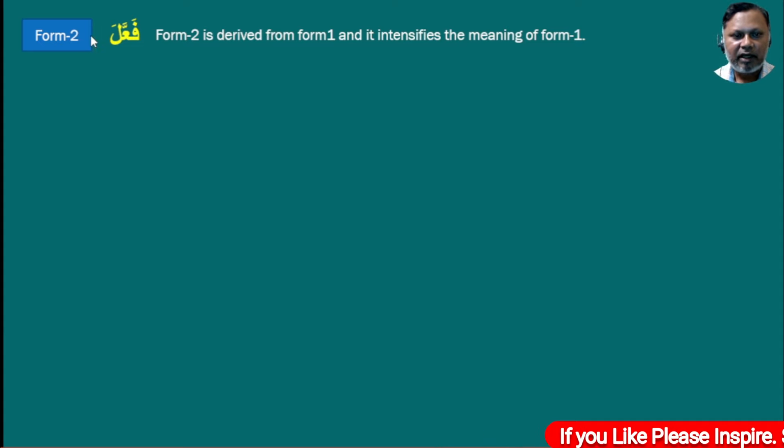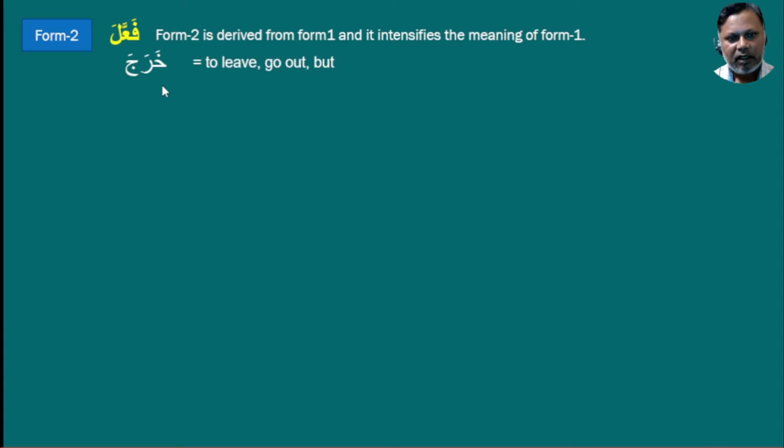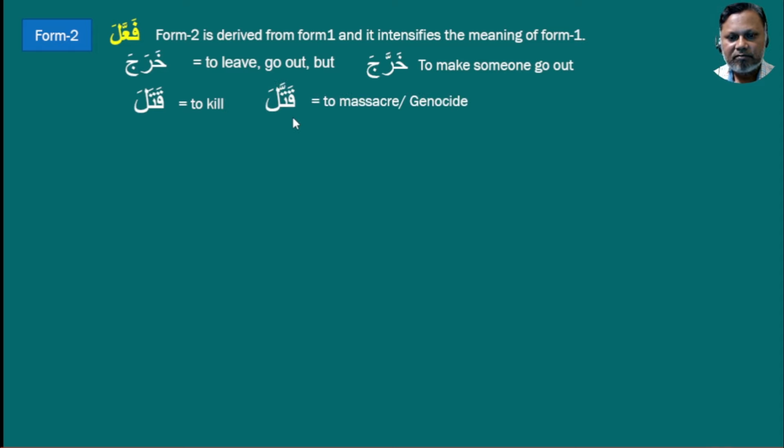Form 1 is fa'ala. From fa'ala, we just make the middle letter double, and we get form 2, fa''ala. Like kharaja is the form 1 verb. From kharaja, we get kharraja, which means to make someone go out. This has been discussed in part 1 already. Now katala, to kill, and we can make kattala. This means to massacre or to commit genocide.